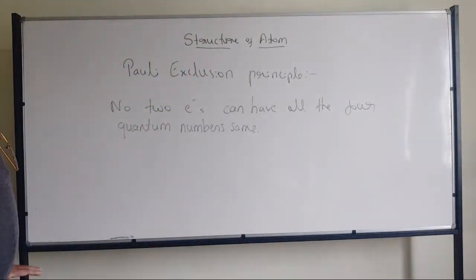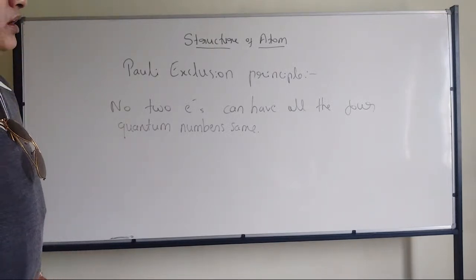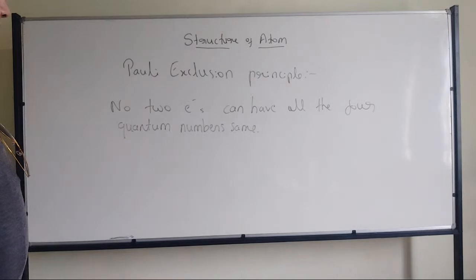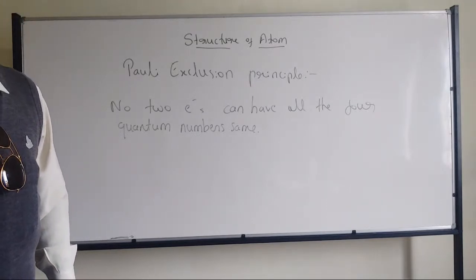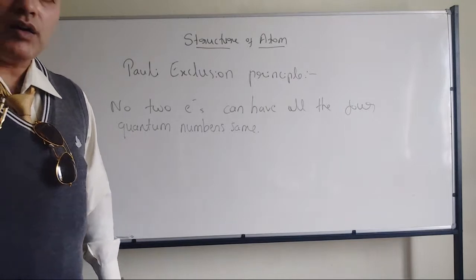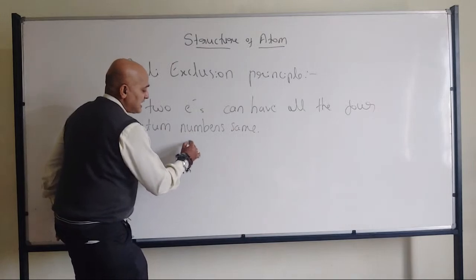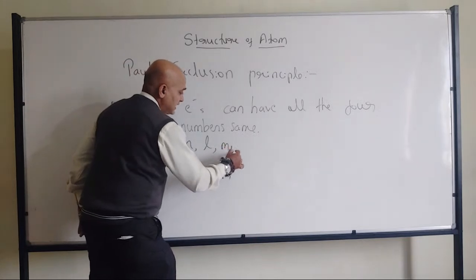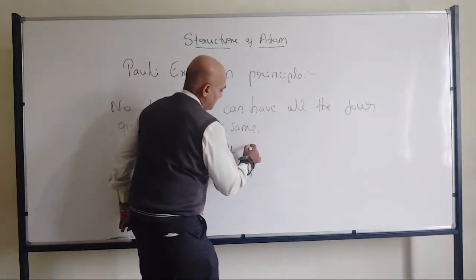So what is that? No two electrons can have all the 4 quantum numbers of the same value. That's what it tells. They have to differ with respect to at least one quantum number. To be more specific, two electrons can have the same n value, the same l value, the same ml value, but they differ in at least the spin quantum number.